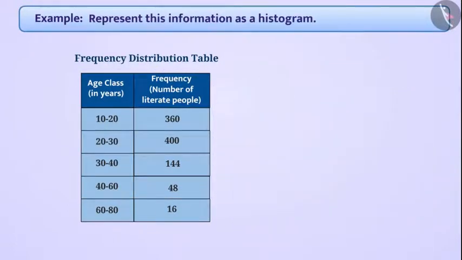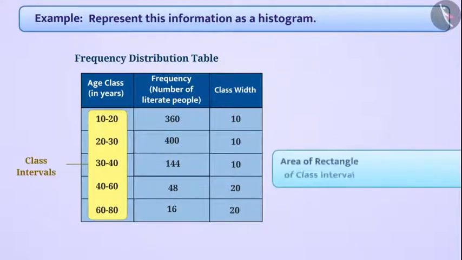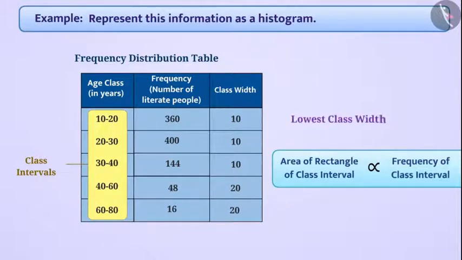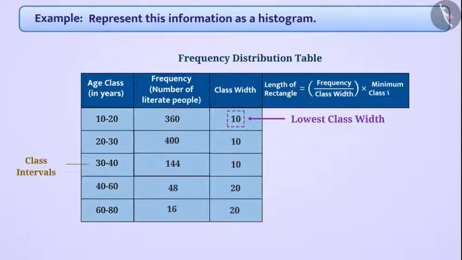In the given table, the width of all class intervals is not the same. Here, we have to make suitable changes in the lengths so that the area of rectangles is proportional to the frequency of the class interval. For this, we will first find the width of each class interval and choose the lowest class width. That is, here we will choose 10. Now, we will change the lengths of the rectangles in such a way that they are proportional to class width 10. For this, we will divide the frequency of each class interval by its class width and multiply it by the minimum class width of 10.